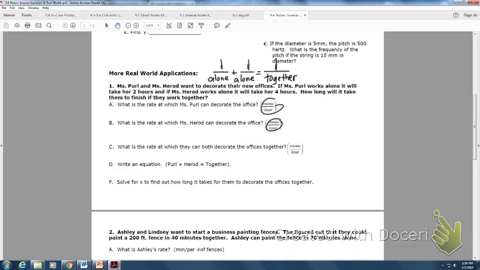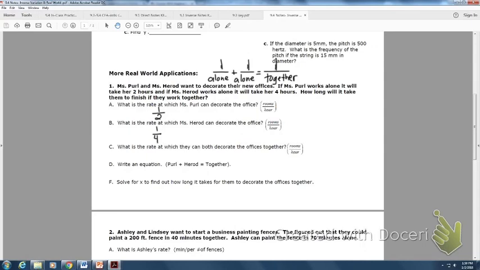Now, it says rooms, those little words in parentheses, those can be confusing with how I teach this, with the 1 always being on top. So even if it is 2 offices, I want you to think of decorating those 2 offices as 1 job. And it says that it takes Miss Pearl 2 hours. It says that it takes Miss Harrod 4 hours.